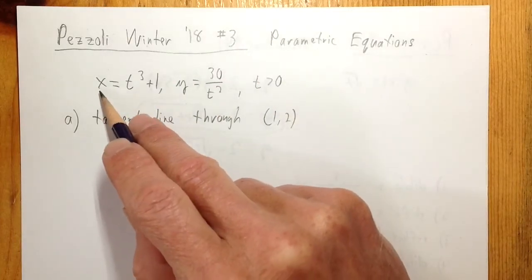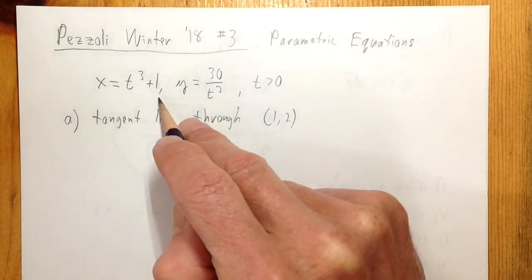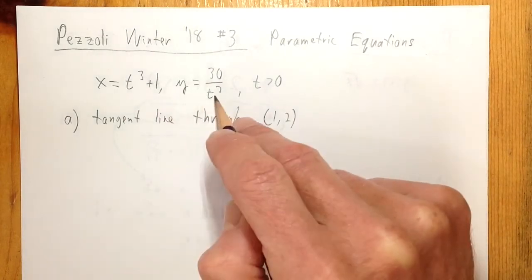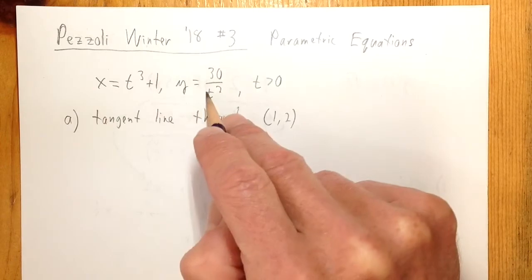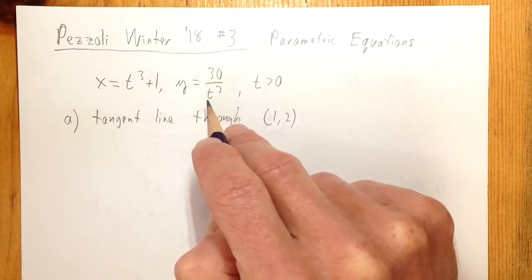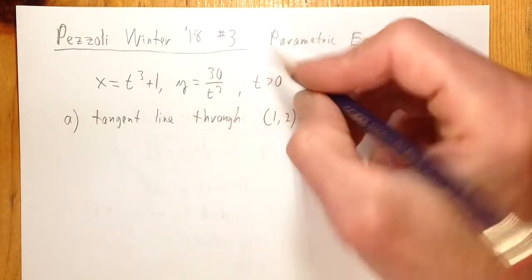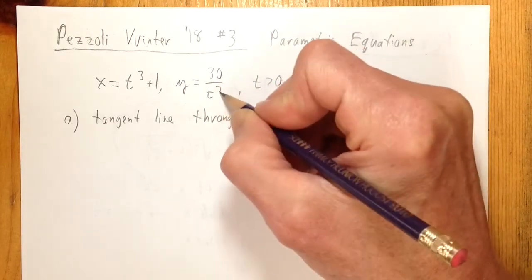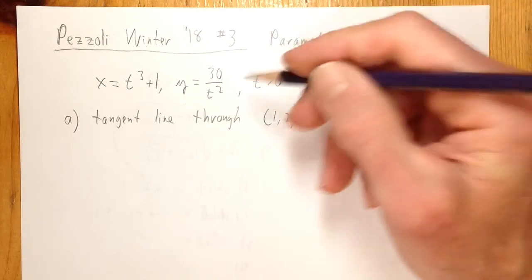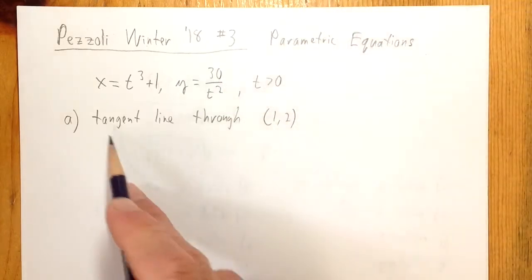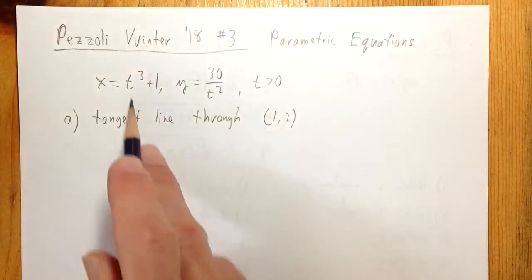You have the x coordinate as a function of time, with t's in it, and y with t's in it. So the x and y points at any time are given by t, and t is greater than 0, so we're not dividing by 0 here, because otherwise obviously that would be a problem. Okay, part A: what is a tangent line to this curve?